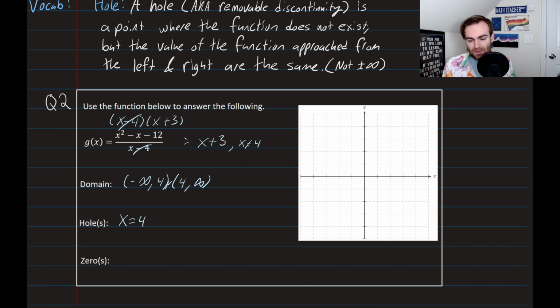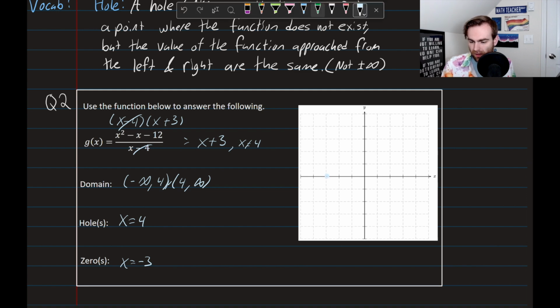So when is that 0? Well, that would be 0 at -3. So at 1, 2, 3, -3, we would have a 0. Let me get a nicer marker for that. Oh, I didn't pick it apparently. There we are. So we're going to get a 0 at -3.